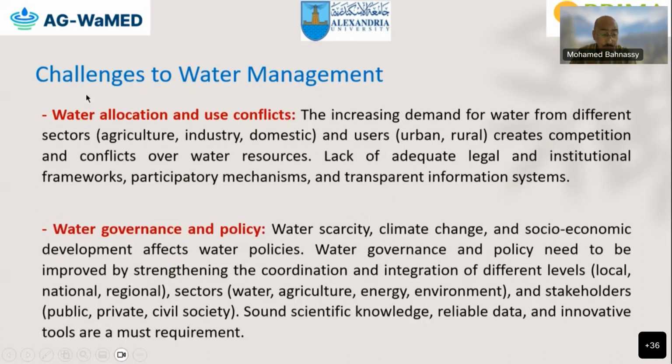Another challenge is water allocation and use conflict. The increasing demand for water from different sectors like agriculture, industry, and domestic users, either urban or rural, creates competition and conflicts over water resources. Lack of adequate legal and institutional framework, participatory mechanisms, and transparent information systems.